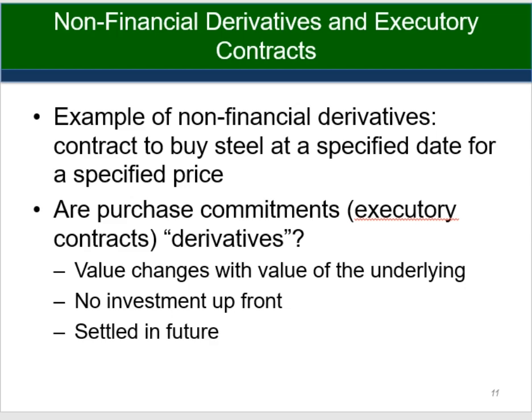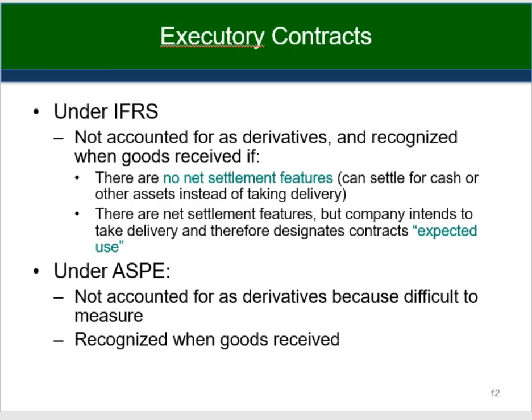So an example of a non-financial derivative would be a contract to buy steel at a specified date for a specified price. So you're talking about the underlying instrument being a commodity that you would actually use in your business. So this would be an example of a purchase commitment, an executory contract. So is that actually a derivative? Well, its value does change with the value of the underlying asset. There's little or no investment upfront, and it is settled in the future. So it meets the definition of the derivative which we saw before.